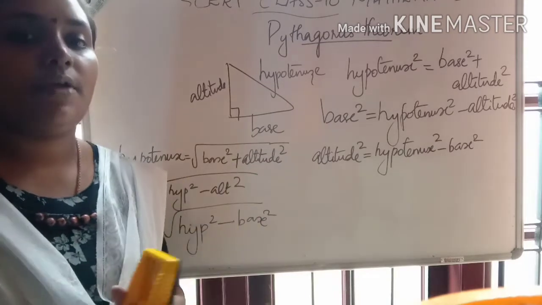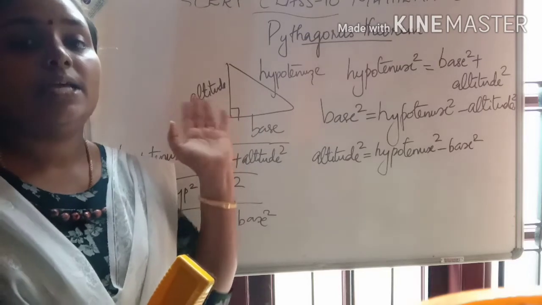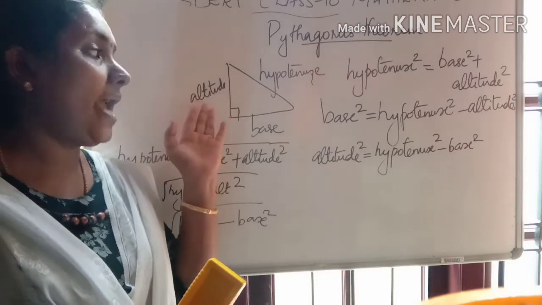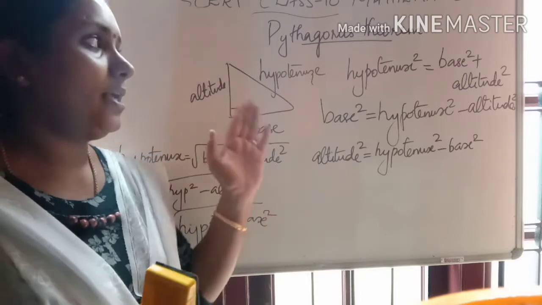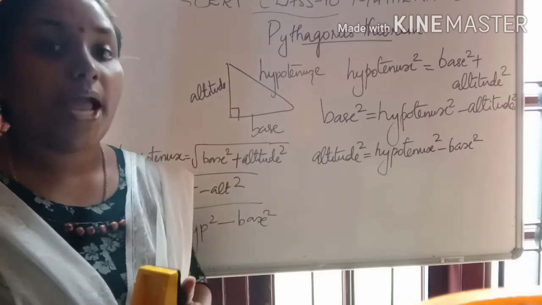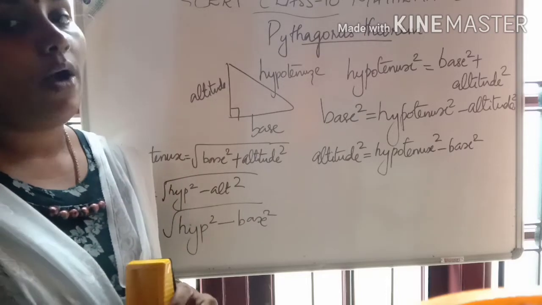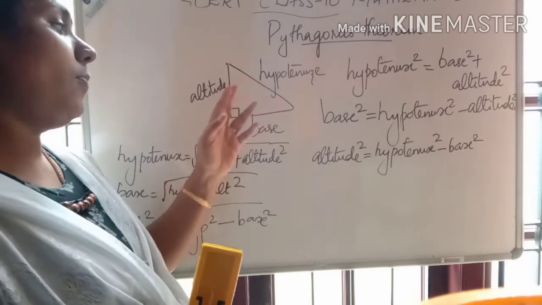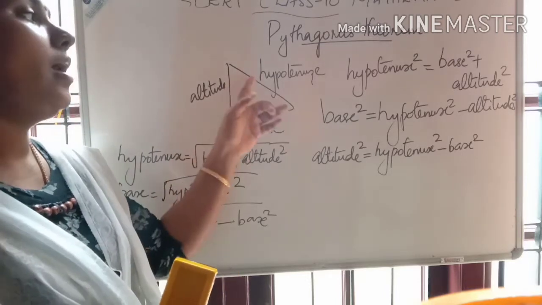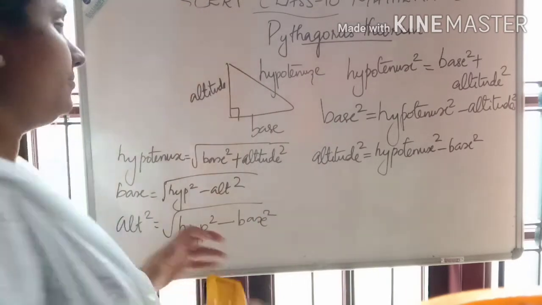From this we can find out the angles as well as sides of the right angled triangle. Remember, it is only applicable in a right angled triangle. A right angled triangle means one angle is 90 degrees, and the side opposite to that 90 degree angle is the hypotenuse. Clear?